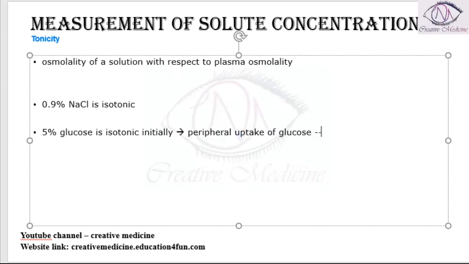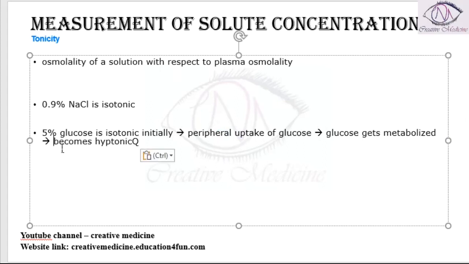glucose, this glucose is actually metabolized by peripheral uptake, and because the glucose is metabolized, there is decreased glucose, so the solution becomes hypotonic. So initially the 5% glucose is an isotonic solution, but later it becomes a hypotonic solution.